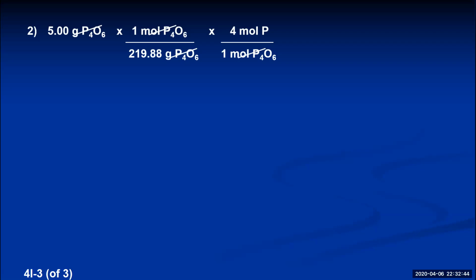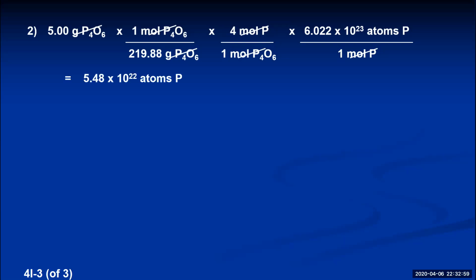Now that I know moles of phosphorus, I can calculate atoms of phosphorus by using Avogadro's number with the mole on the bottom. If you multiply this out, it's a 3 significant figure number divided by a 5 significant figure number times a 4 significant figure number. The answer will be rounded to 3 significant figures. And so this sample has 5.48 times 10 to the 22nd atoms of phosphorus.